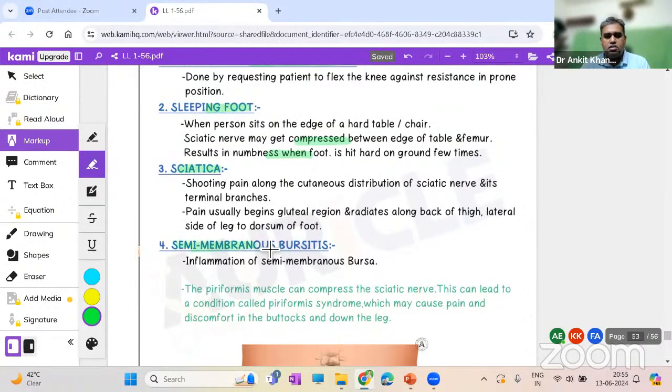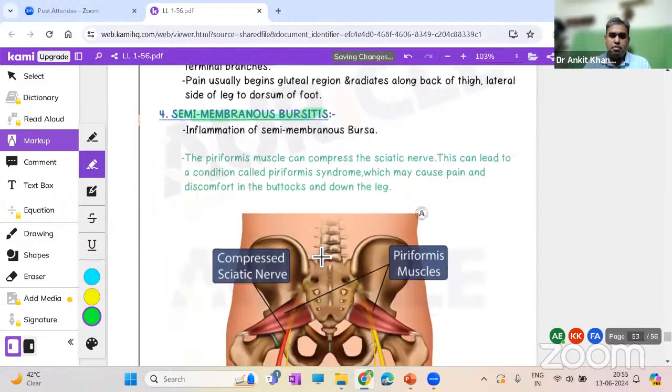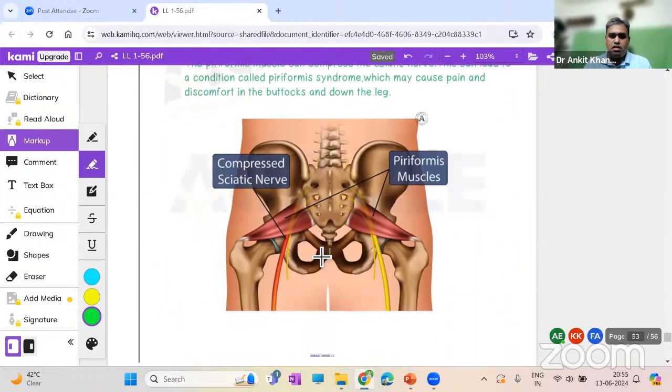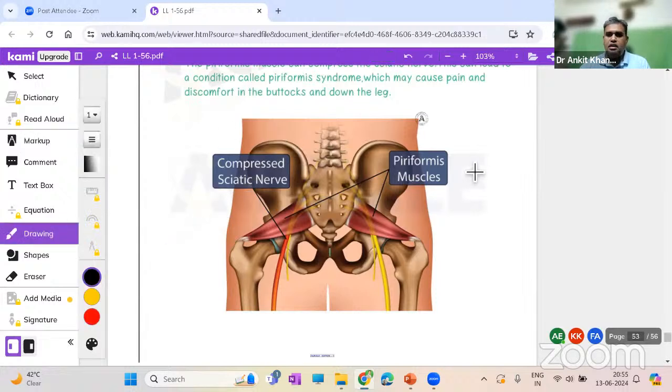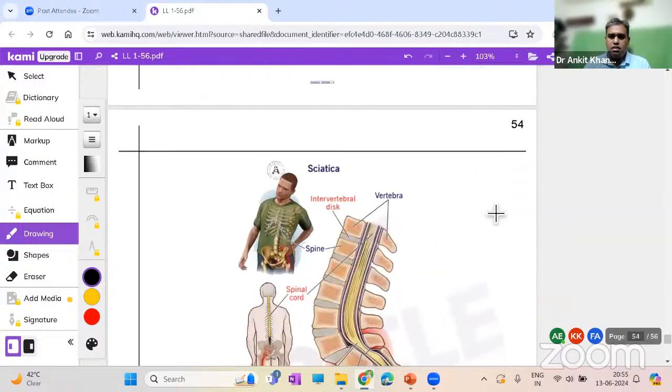Sciatica, and there's also semimembranosus bursitis. Bursitis is the inflammation of the bursa. You can see over here piriformis, and this is a compressed sciatic nerve. As I told you initially, this is a syndrome known as what? Piriformis entrapment syndrome. It's known as piriformis entrapment syndrome, and this can be seen over here.